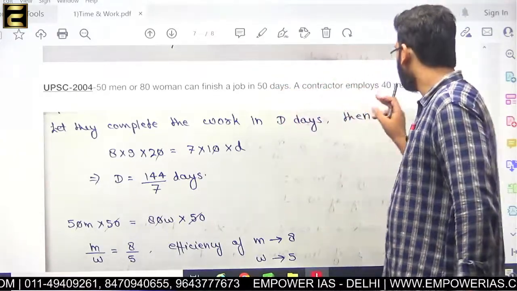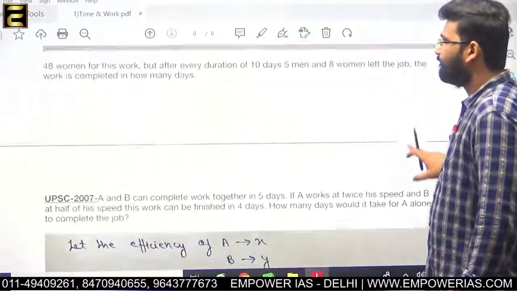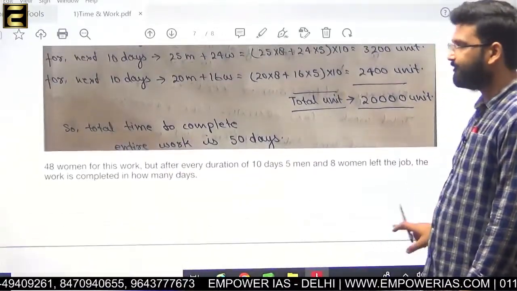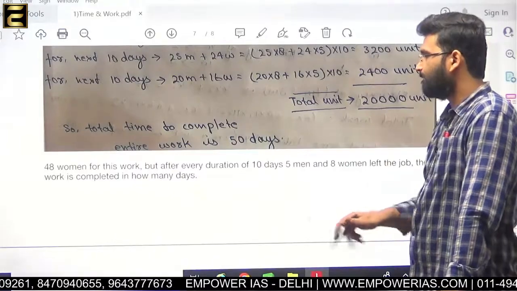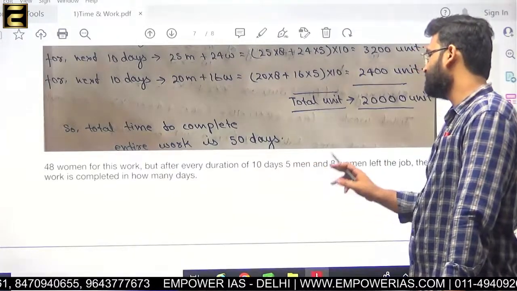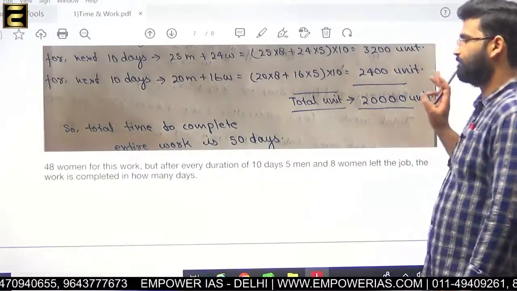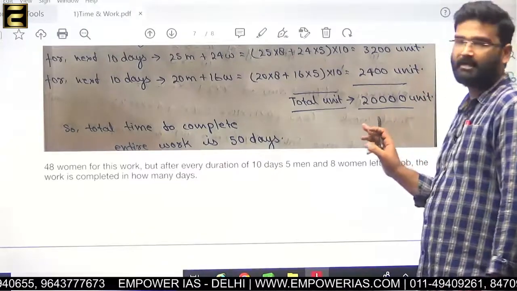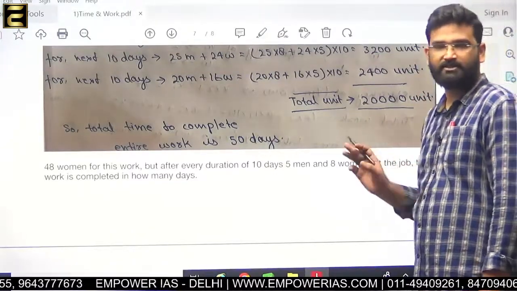Okay, but the contractor employs 40 men and 48 women for this work, but after every duration of 10 days, 5 men and 8 women left the job. So the work is completed in how many days? Try to understand the question. Question समझ में आ रहा है?